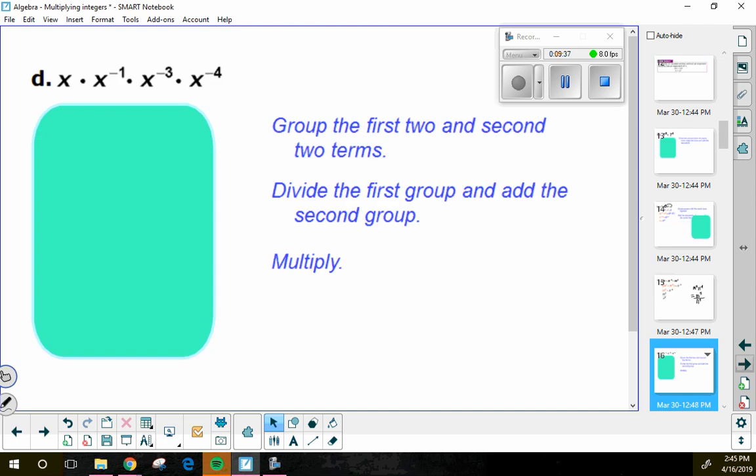Okay, let's try another one. Let's try this one. So this is all the same base, so all you're going to do is add the exponents. You're going to add 1 plus negative 1 plus negative 3 plus negative 4.